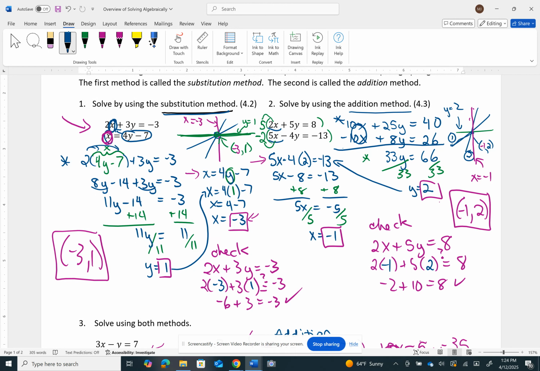And making this happen right here is the key to the addition method. And replacing one of the variables is the idea behind the substitution method.